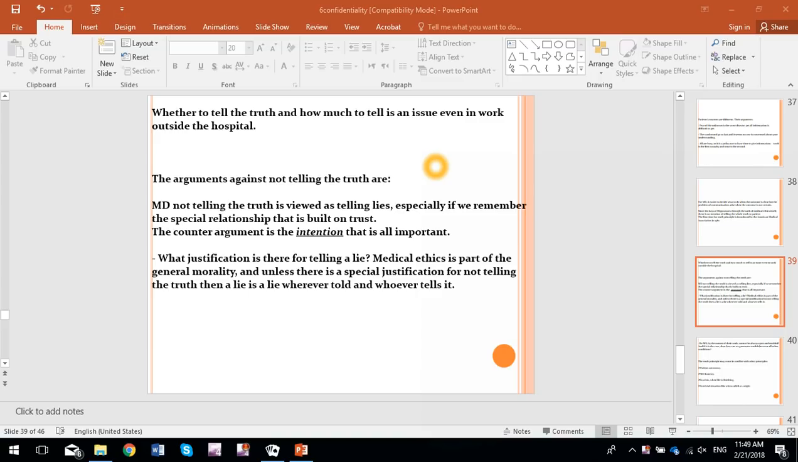The argument against not telling the truth is the second one, which is: what justification is there for telling a lie? Lie here means not telling the truth. Medical ethics is part of the general morality. أخلاقيات المهنة الطبية هي جزء من أخلاقياتك العامة كطبيب. And unless there is special justification for not telling the truth, then a lie is a lie wherever or whoever tells it. وإذا ما فيش justification not to tell the whole truth، معناته الكذب كذب بغض النظر وين حكيتها ومع مين حكيتها.